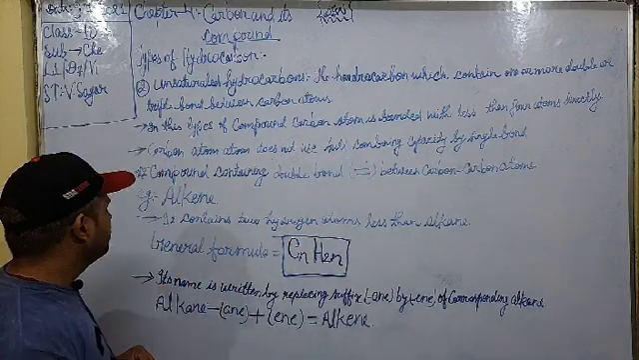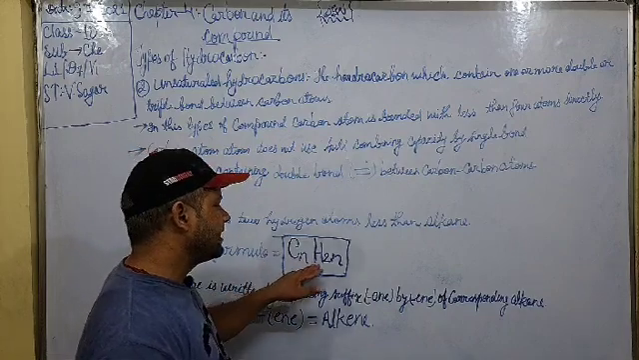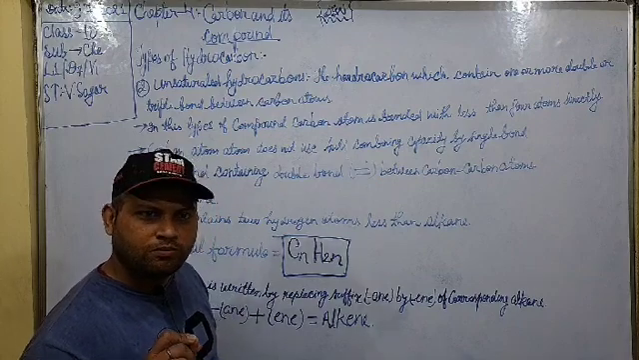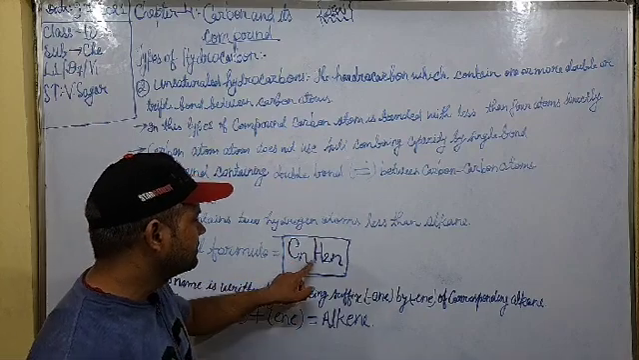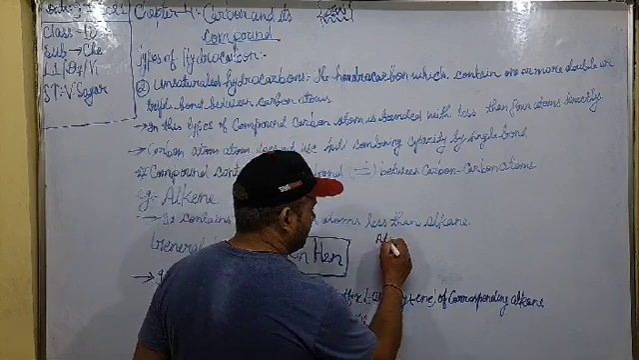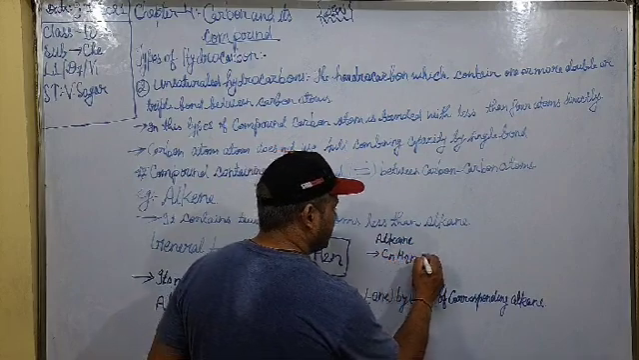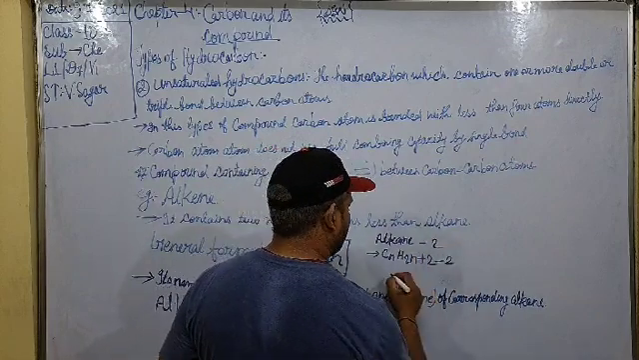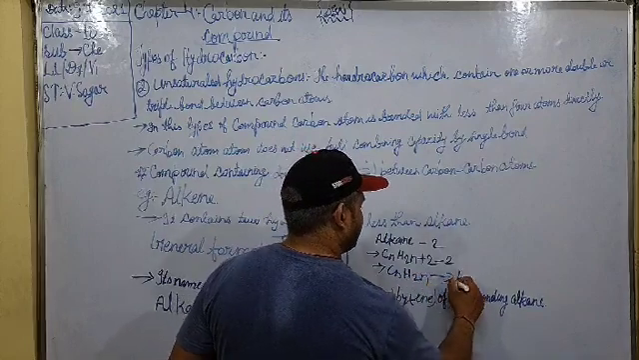So the general formula of this group is CnH2n, because I have to reduce 2 from alkane. For alkane, the general formula is CnH2n+2, but when we subtract 2, we get CnH2n only, and its name is alkene.